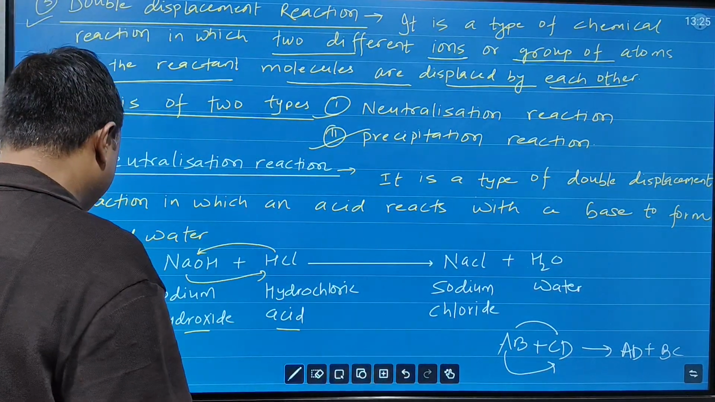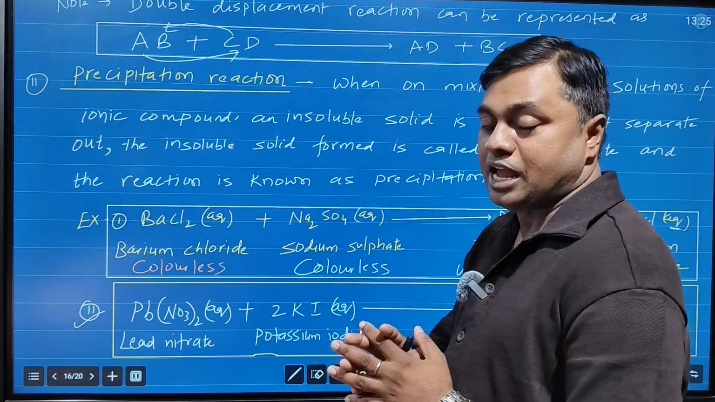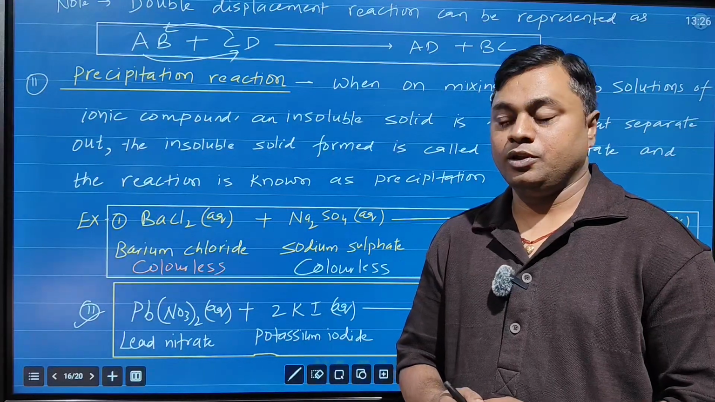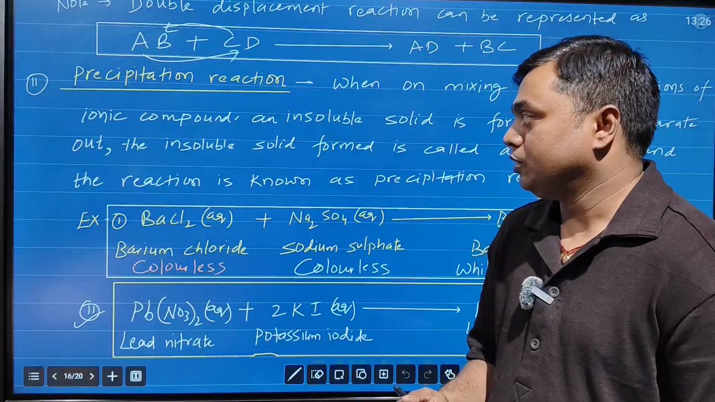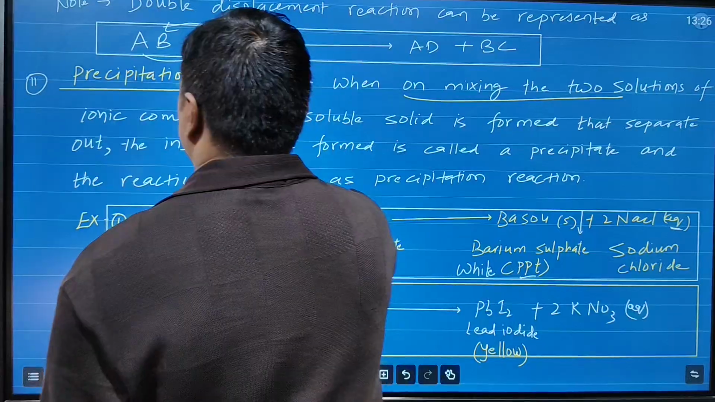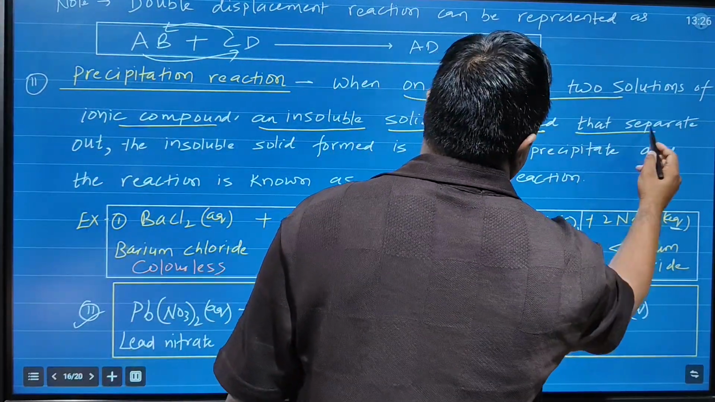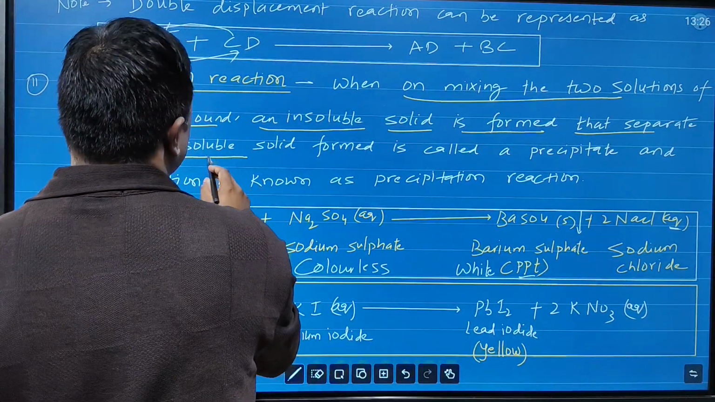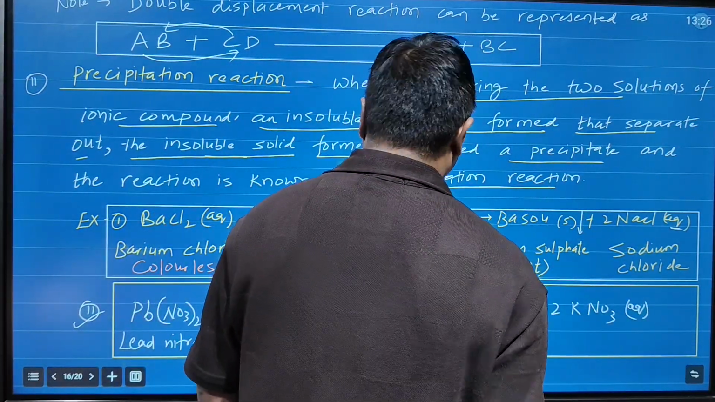That is a neutralization reaction. When we talk about the precipitation reaction, it is a type of double displacement reaction in which an insoluble solid precipitate is formed. So what is a precipitate? An insoluble solid. This is called a precipitate. So we can see the definition. When on mixing two solutions of ionic compounds, an insoluble solid is formed that separates out, the insoluble solid formed is called a precipitate, and the reaction is called a precipitation reaction.